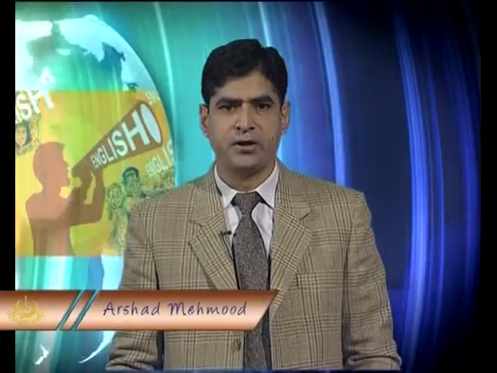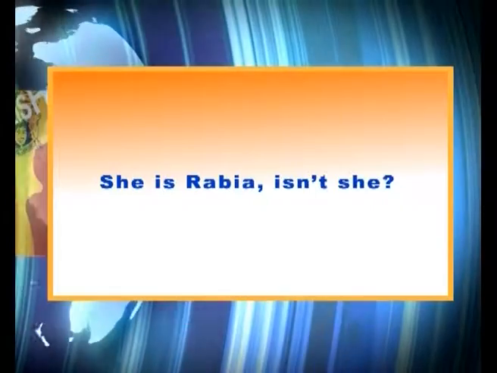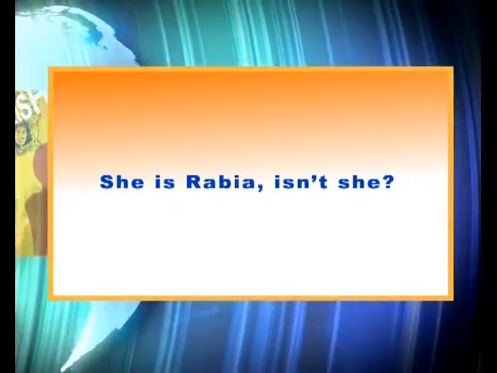You might have noticed that when we use a positive sentence, it takes a negative tag. And when we make a negative sentence or statement, it takes a positive tag. So mathematically it is positive followed by negative and negative followed by positive. Some examples. First, positive sentence followed by negative tag. She is Rabia, isn't she? Or this is my house, isn't it? And then I can give you some examples of a negative statement being followed by positive tag. She is not my friend, is she? The kids are not feeling well, are they?